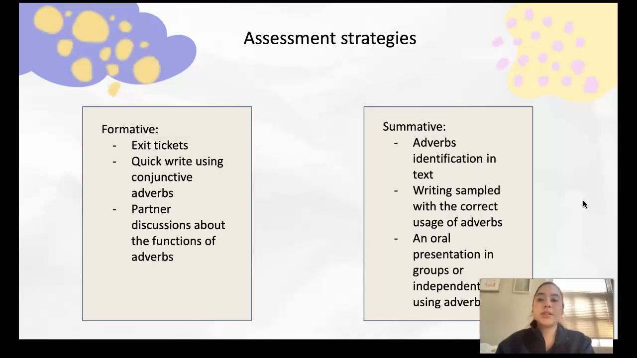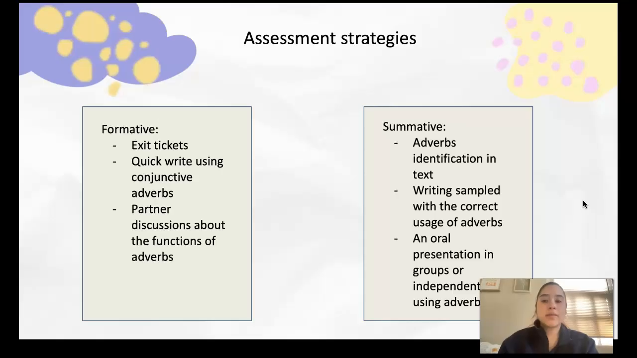For assessment strategies, it'll be formative. It could be at the beginning or in the middle of the unit you're teaching or even the lesson. It'll be exit tickets, quick writing using conjunctive adverbs, and partner discussion about the function of adverbs. You can use exit tickets for the end of the class, for every single class, but you can also use it one time a week, so you know what they're learning and if they're learning.